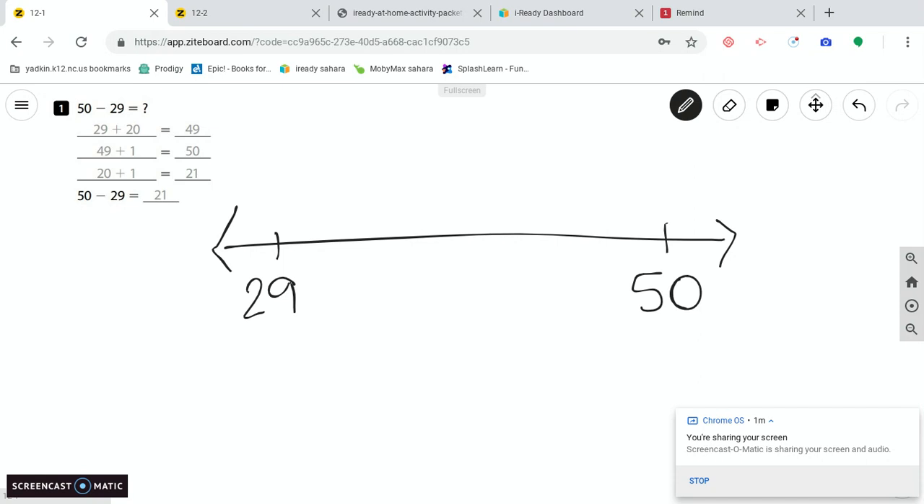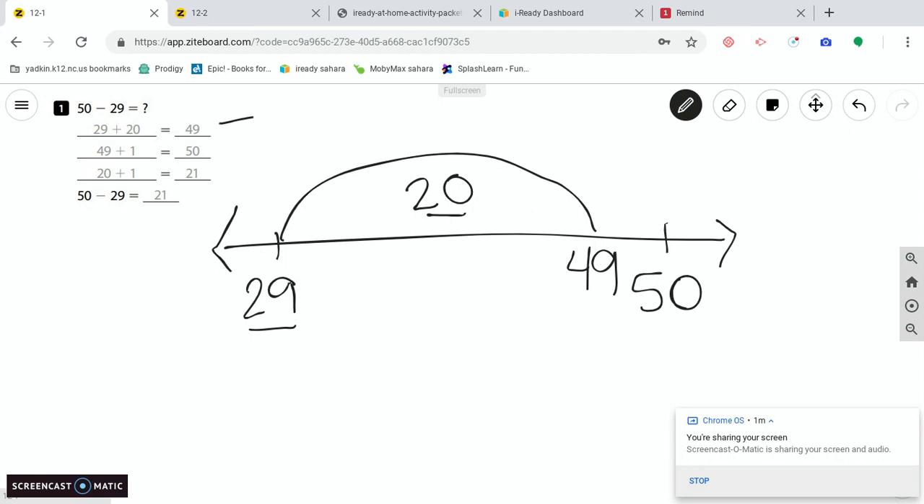Okay, so let's start at 29. What am I going to add to get really close to 50? I can add some 10s, 39, 49. 2 10s are going to get me really close. So 29 plus 20 is 49. Do you see that equation?